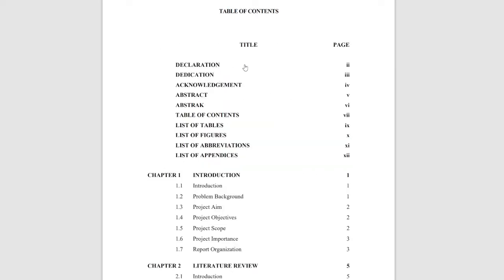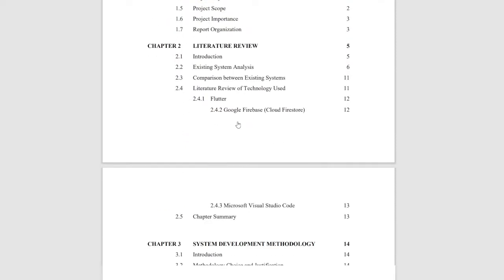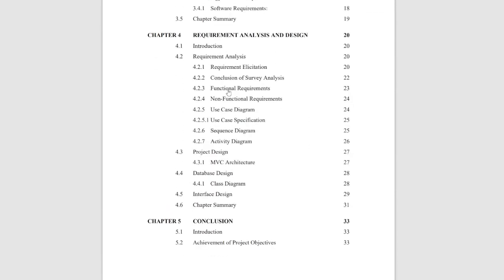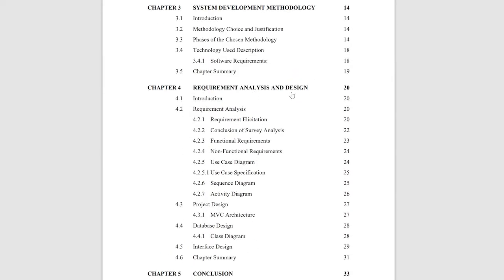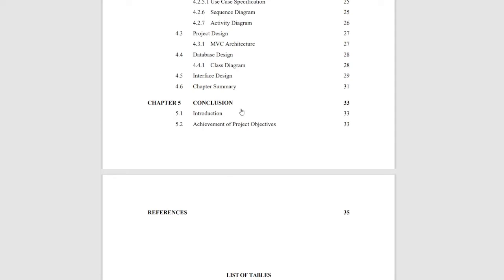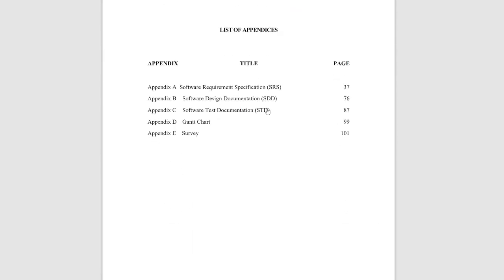And this is the index, table of contents. There are 5 chapters in this system, especially for PSM1: introduction, literature review, methodology, requirement analysis and design, and finally conclusion. Some other things are in the appendixes.